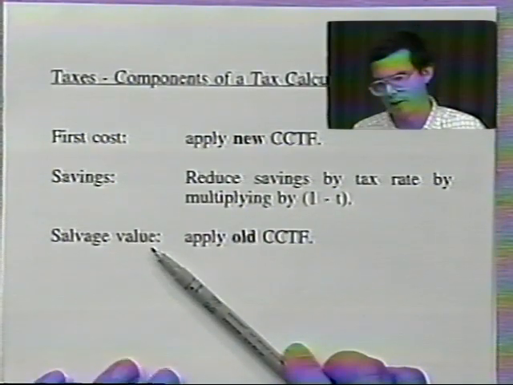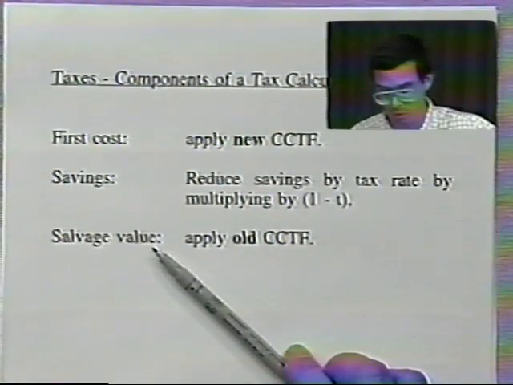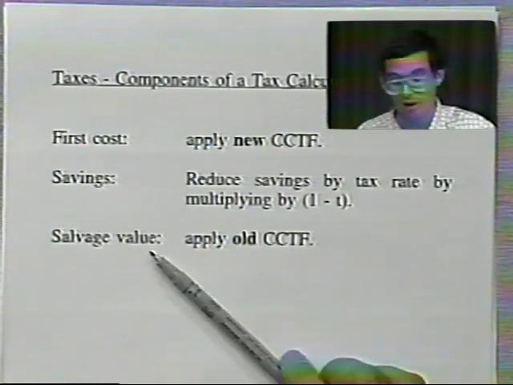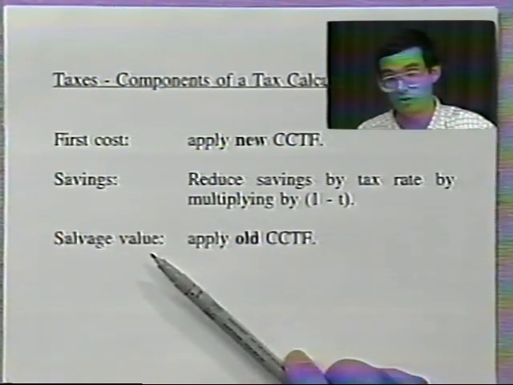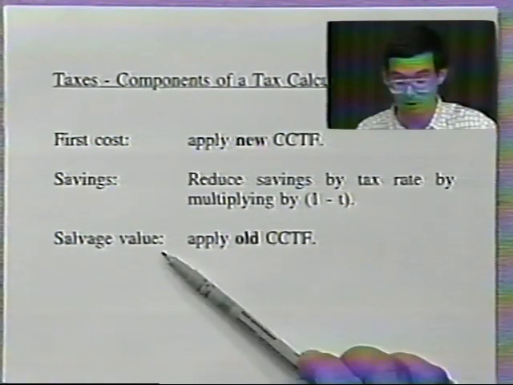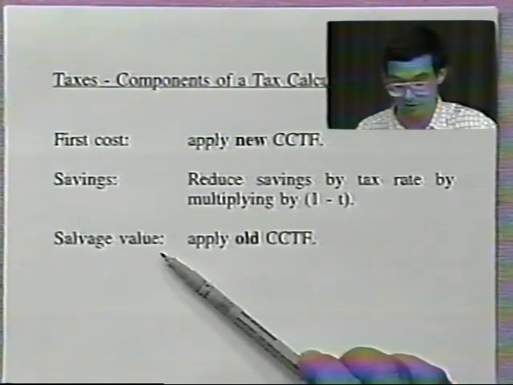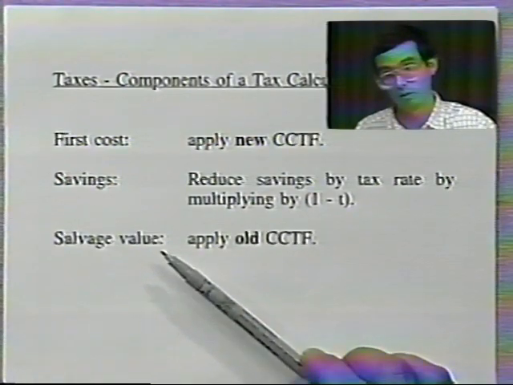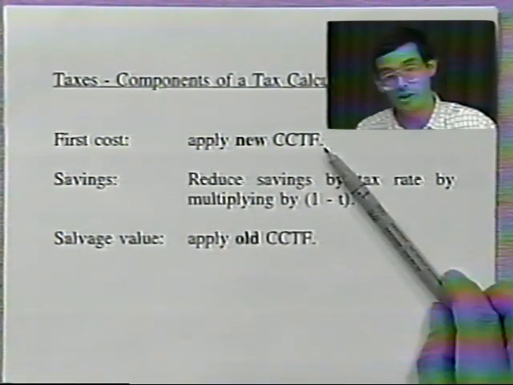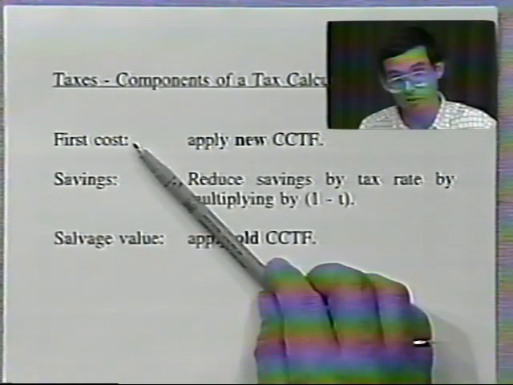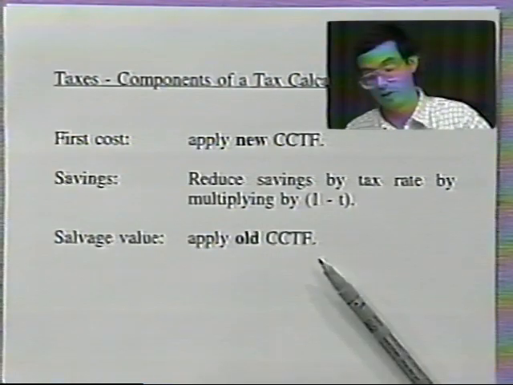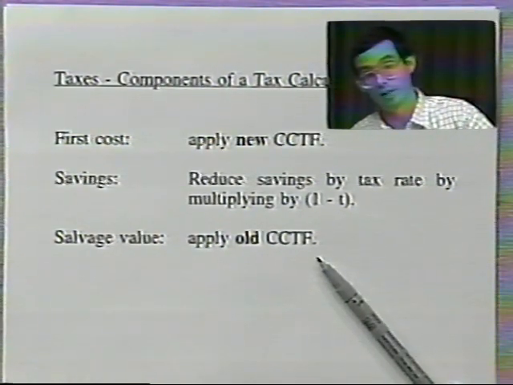For salvage value, you may recall that when we looked at the changes to the undepreciated capital cost, if something is salvaged, that undepreciated capital cost is reduced in value immediately in the period in which the salvage takes place, rather than being split over 2 years as the first cost is. So the new CCTF applies to the first cost because its asset value is split over 2 years. But for salvage value, it's the old CCTF that's affected.